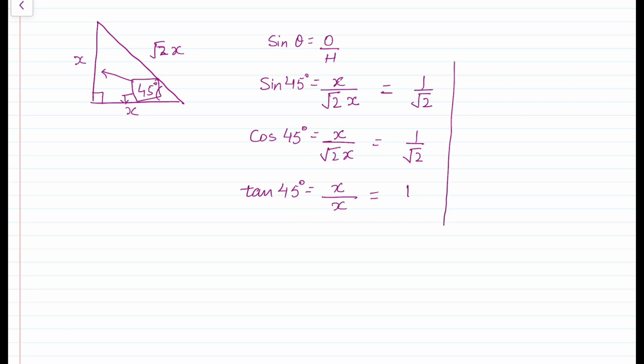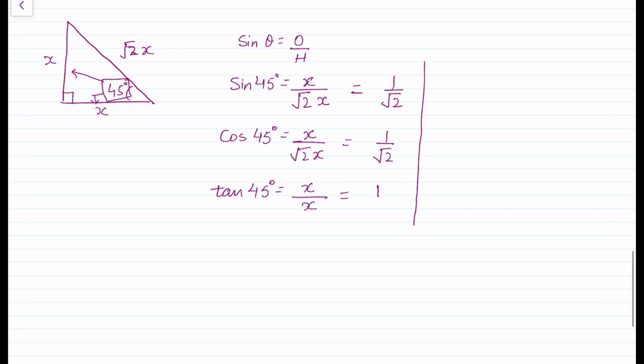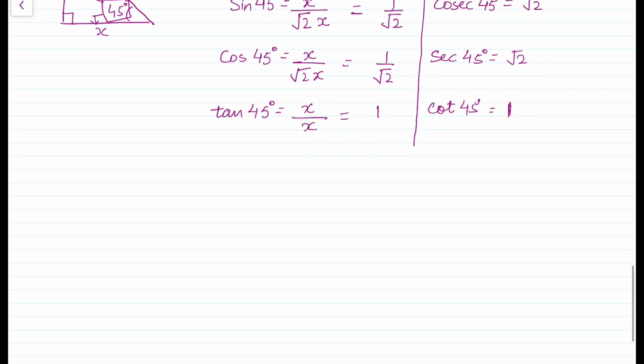Okay, now let's do the reciprocal functions. So we have cosec, which is 1 over sine. Cosec 45 degrees will be equal to the reciprocal of sine. Sec 45 degrees is going to be the reciprocal of cos, so that is again root 2. And cot 45 is the reciprocal of tan, which is 1. All right, amazing. So we have now found a few of these values.